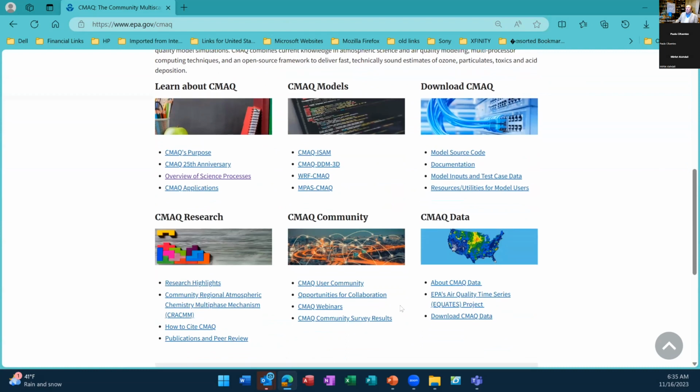I really encourage you to spend an hour reading about this model, because this is, as they say in the United States, the Cadillac of photochemical models, and it's in constant evolution. They have a big budget, and they continue to improve this model. It's not just a model, it's a suite of models.